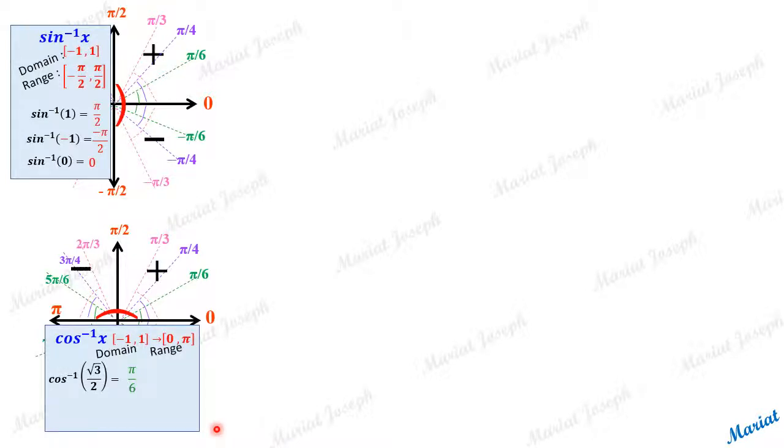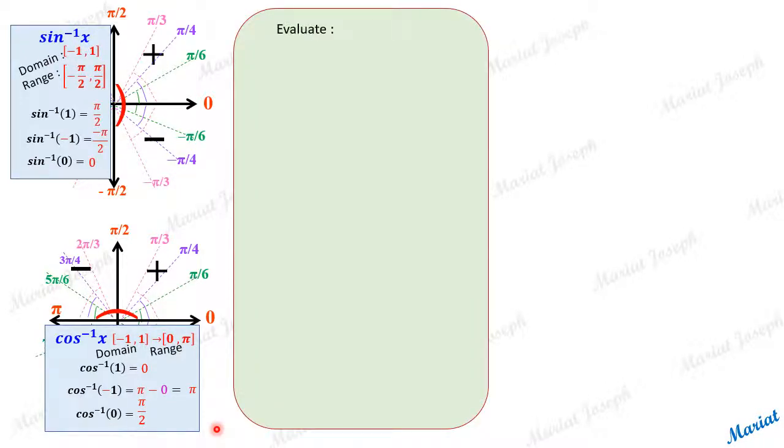Then, another one, cos inverse of root 3 by 2 is pi by 6. Cos inverse of minus root 3 by 2 is pi minus pi by 6. Same technique. It is 5 pi by 6. Cos inverse of 1 by root 2 is pi by 4. Cos inverse of minus 1 by root 2 is pi minus pi by 4. That is 3 pi by 4. Similarly, cos inverse of 1 is 0. Cos inverse of minus 1 is pi minus 0, which is pi. Cos inverse of 0 is pi by 2.